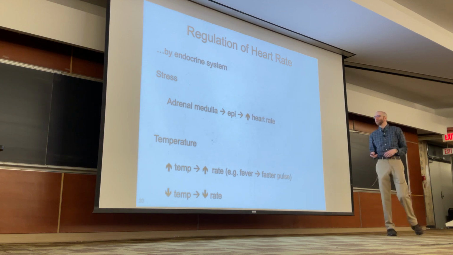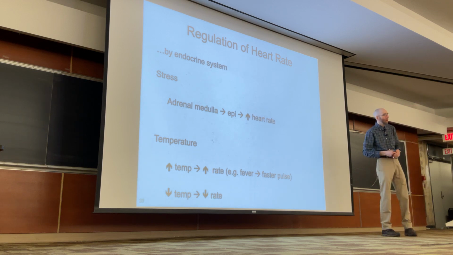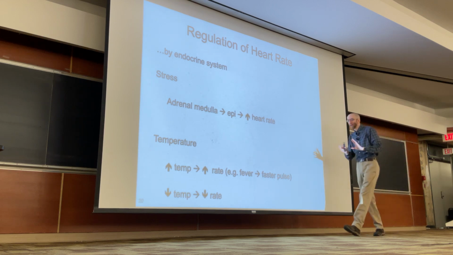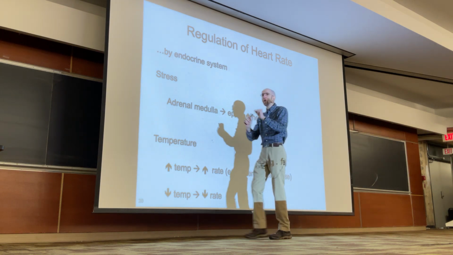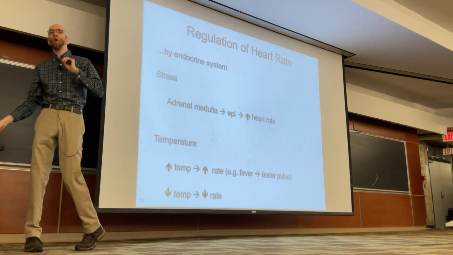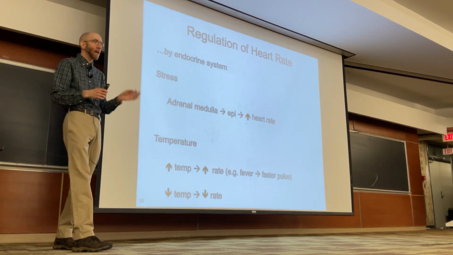And the opposite is also true. Decrease your body temperature, that brings your heart rate down a bit. And these things are mediated through the endocrine system rather than directly through the nervous system. So there's lots of different levers that we can push and pull to regulate the heartbeat. But again, it's all just regulating the rate at which the action potential initiates.